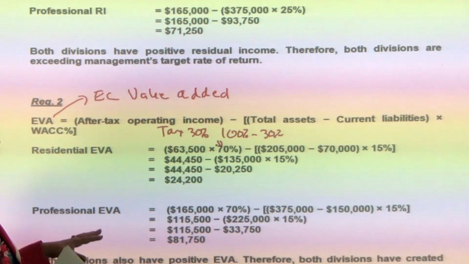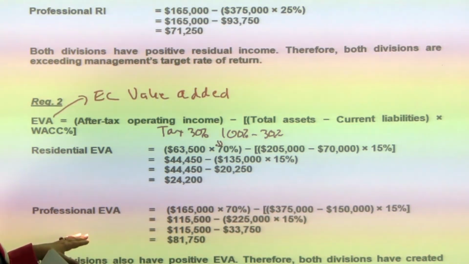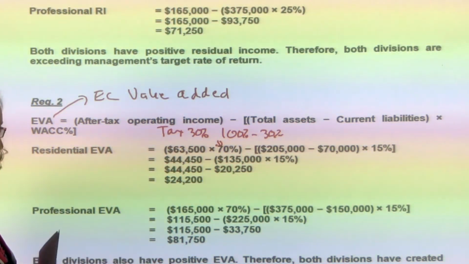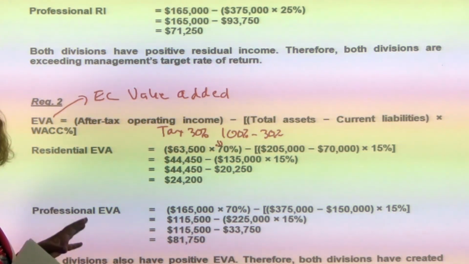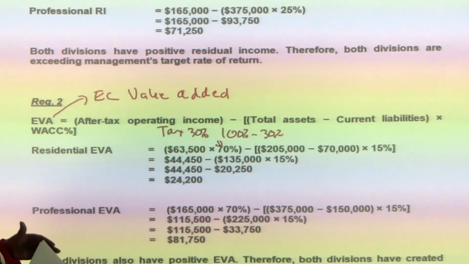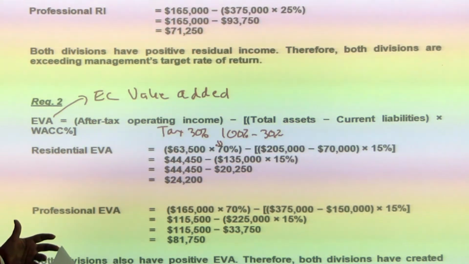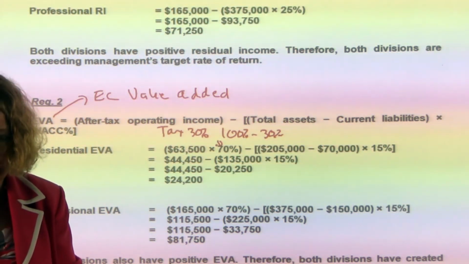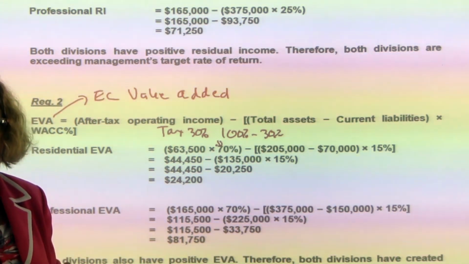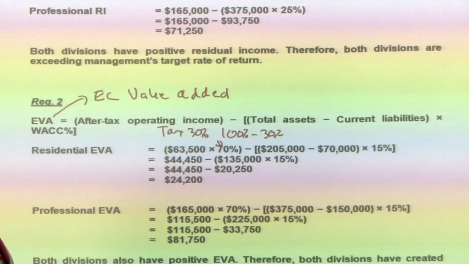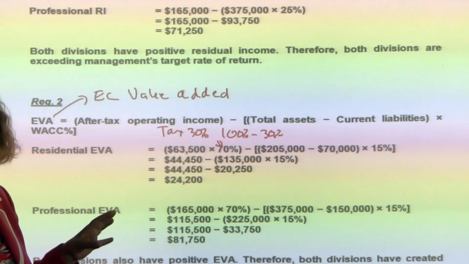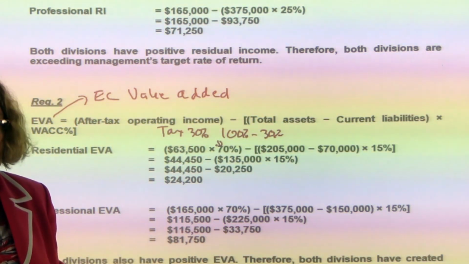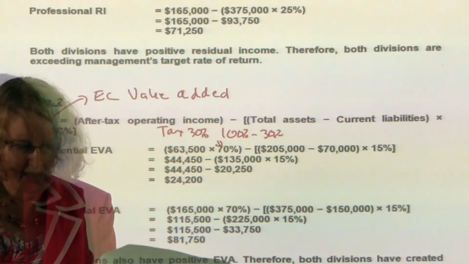$24,200. Do the same calculation for professional, and you'll see that works out to be $81,750. So both have a positive economic value added, so they're both adding and creating value for their shareholders and creditors that exceeds the rates that are required. So as long as economic value added is positive, then you're exceeding expectations.